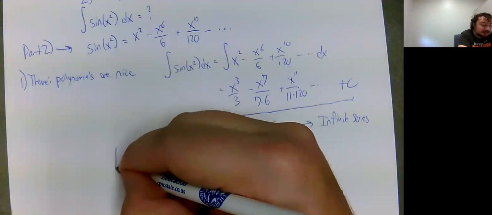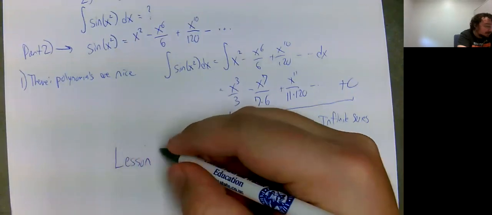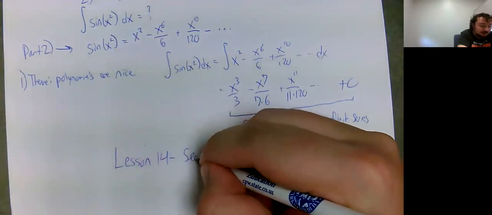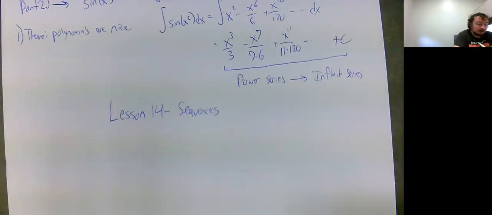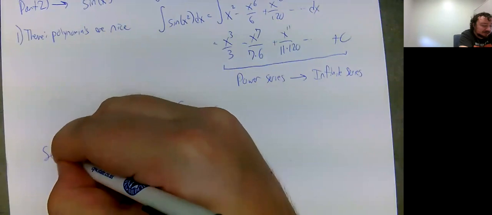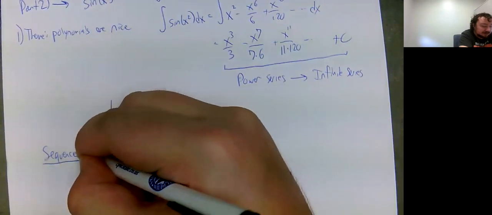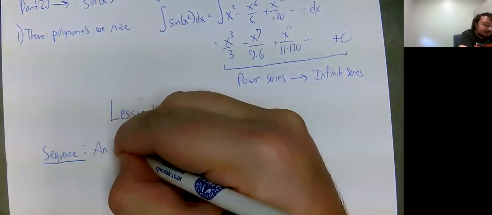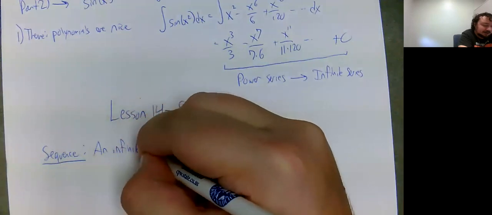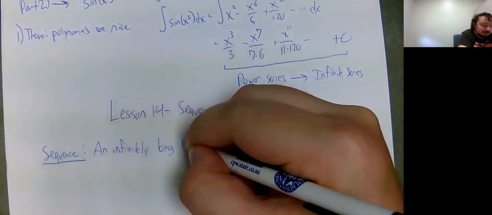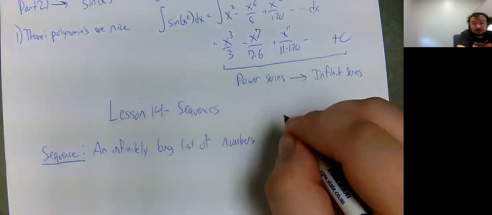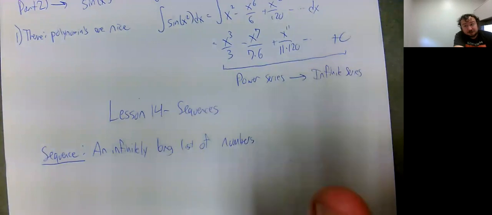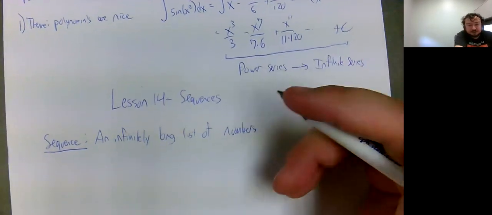And that brings us to today's lesson, lesson 14, where we're going to talk about something called sequences. Okay, well, what is a sequence? What are we going to be talking about here? A sequence is an infinitely long list of numbers. That's literally all it is. It's just a giant list that goes on forever, and it has a bunch of numbers in it.